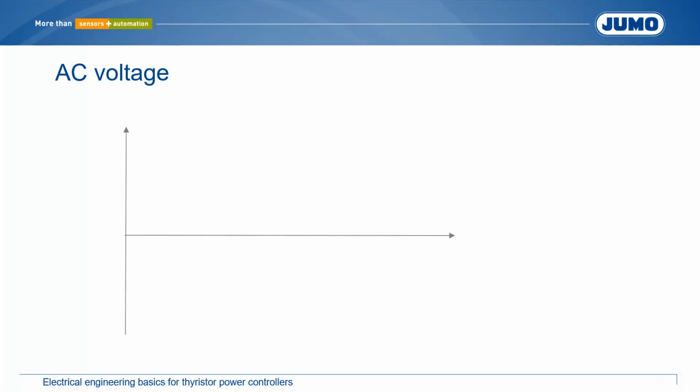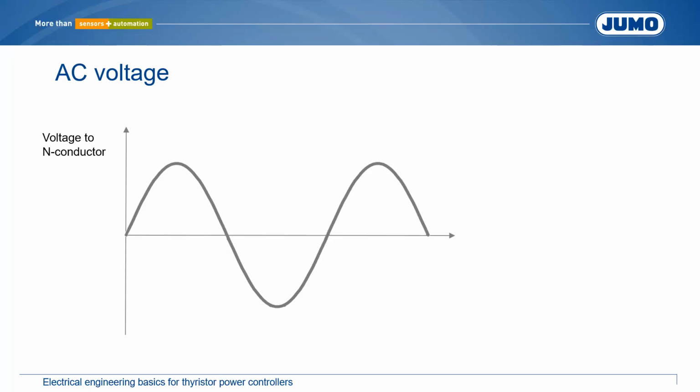An alternating voltage changes its current value sinusoidally. The voltage lies between the so-called L conductor or phase and the N conductor, also called neutral conductor. In most low voltage networks, the alternating voltage between the phase and the neutral conductor has a peak value of approximately 325 volt. If the peak value is divided by the square root of 2, the result is the effective value of 230 volt AC. AC denotes the alternating value and stands for alternating current.